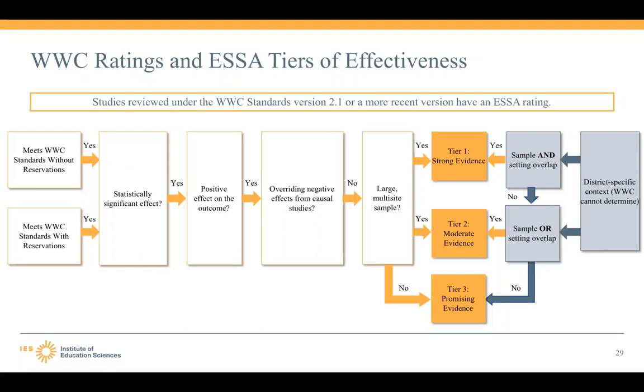You also see that we added Tier 3 on this graphic. You will not find Tier 3 ratings on the WWC website yet. However, you could make this determination after you compare a study's context to your own context. If neither setting nor sample overlap with yours, then your final ESSA determination will have to be Tier 3. So now we will go through a couple of knowledge checks to practice this material before we move on to our next segment, which will be the final segment before Q&A.